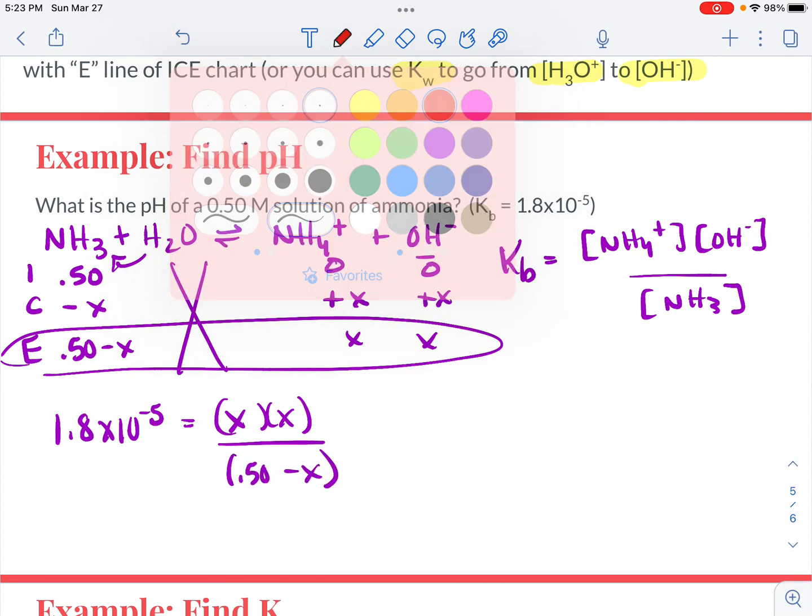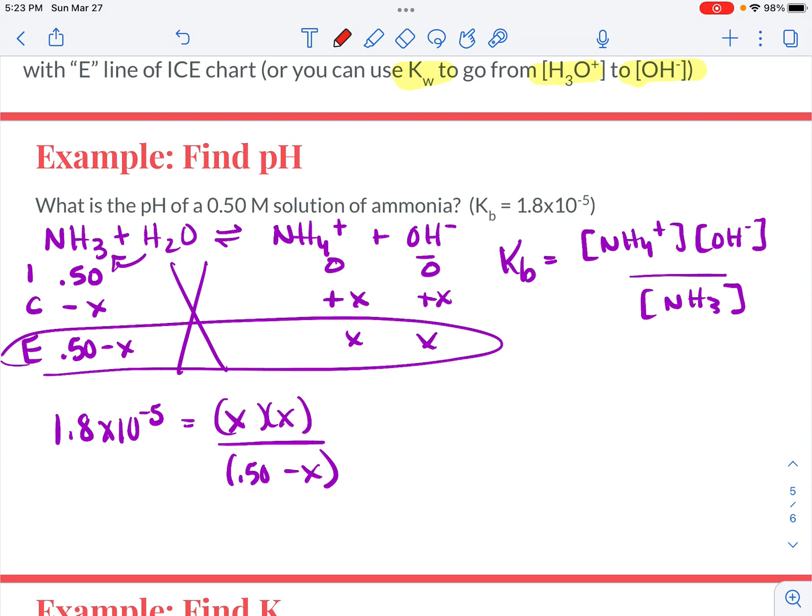As before, this 0.50 is 10 to the negative first, and the Kb is 10 to the negative fifth. So that's a difference of 4 powers of 10, which means that probably this is going to be less than 5% dissociation. You can always check it once you're finished the same way. Solve for x and then divide x by your initial concentration and multiply it by 100, just like you did for Ka for the H3O plus concentration.